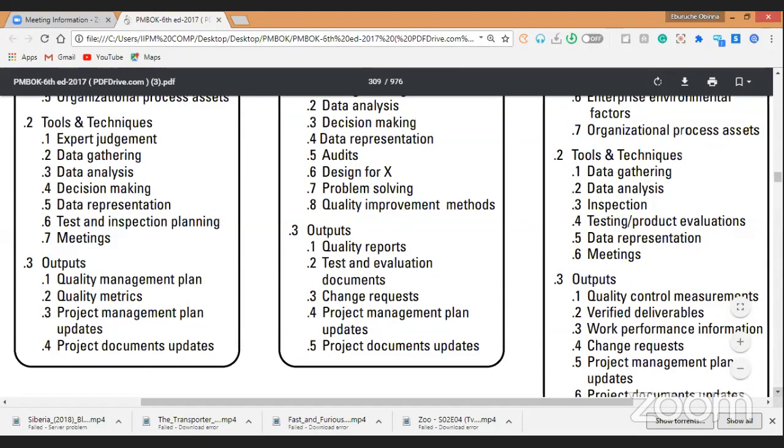So the expert judgment will help us in analyzing all of the quality, help us in determining whether the quality we are trying to justify is really necessary or not. It will also help us to create a quality standard that the market will be able to accept. Okay, so that is very, very important. Then we'll have data gathering also as part of the tools and techniques for planning quality.